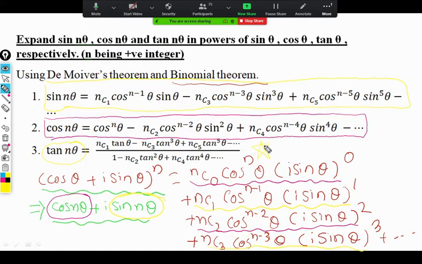So there is no need to learn any of these formulas by heart, because without these formulas we can do each and every numerical. Okay, I will come to the question, and that will make it more clear to you how to get the values of cos n theta or sin n theta in the powers of sine and cosine.